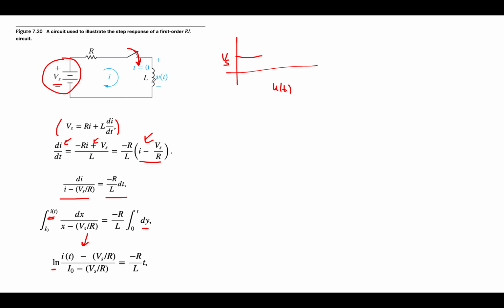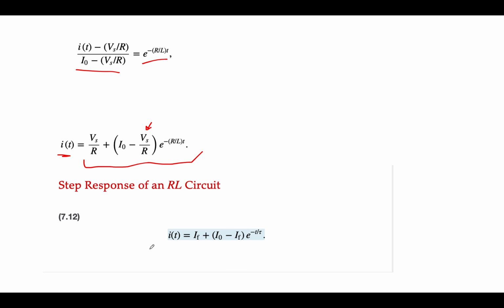So let's go back. That's our source voltage. And once again, if we let time go to infinity, this inductor looks like a short, and the current through that inductor as t goes to infinity is going to approach V of s divided by the resistance. So that's what this I sub f means. That's the final value of the current. I sub 0 is the initial value of the current.